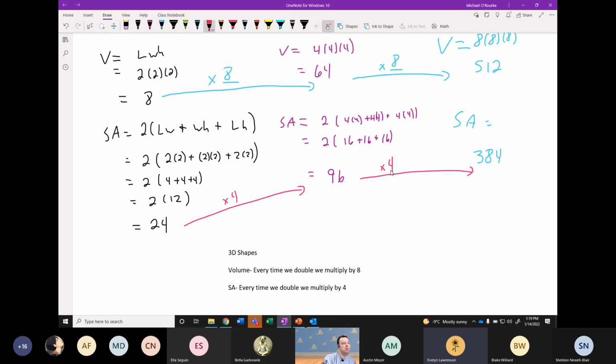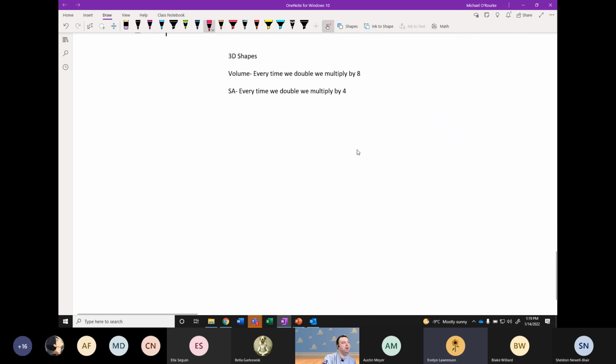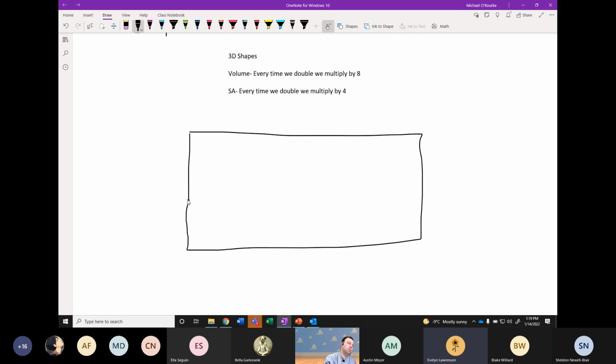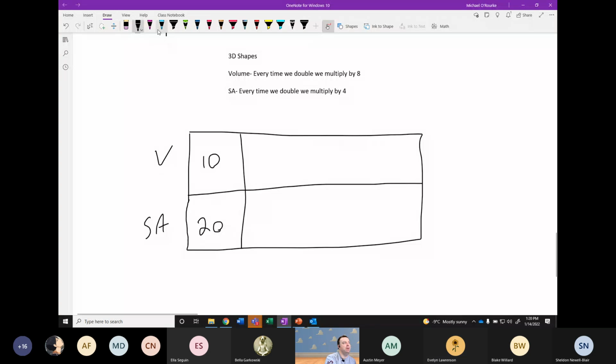Okay. So for example, let's go make our little chart here. If the original had a volume and surface area, we'll go for a volume of 10, a surface area of 20. If we doubled it, what would my volume be and what would my surface area be?